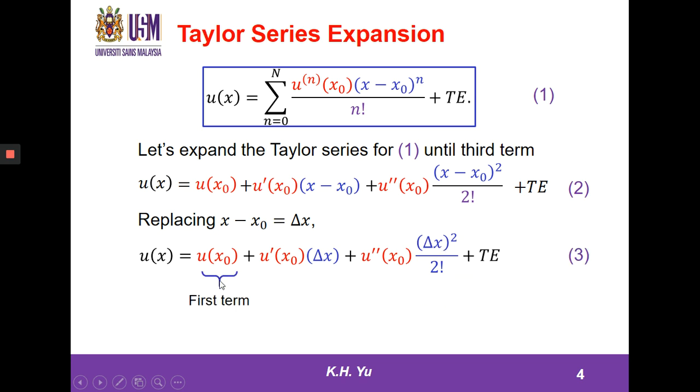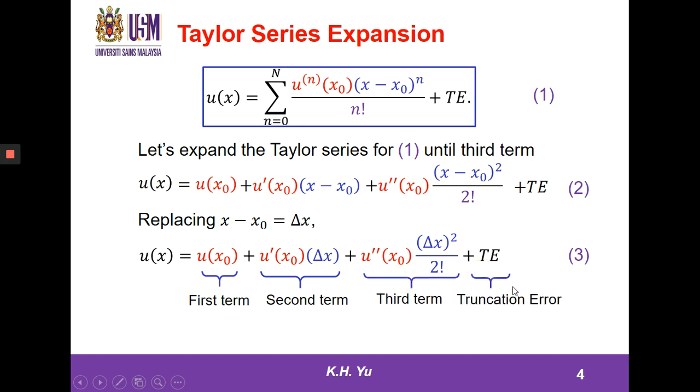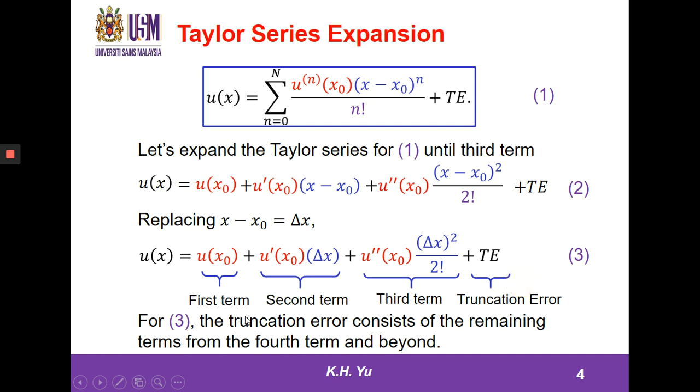So here is your first term, your second term, your third term and the truncation error. This is just for you to reflect that the truncation error consists of the remaining terms from the fourth term and beyond. So you can expand the Taylor series until the terms that you want, the fourth, the fifth, and beyond. Once you expand, let's say that this one becomes the fourth term, so the TE itself will consist of the fifth term and beyond.